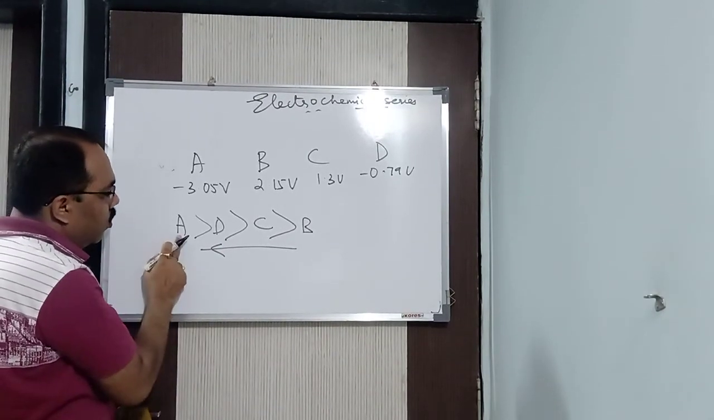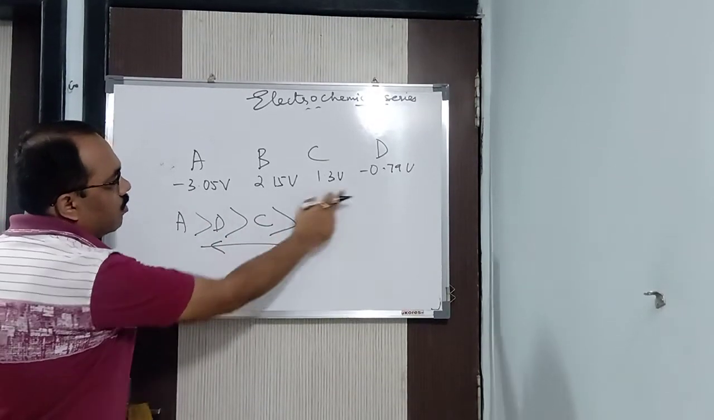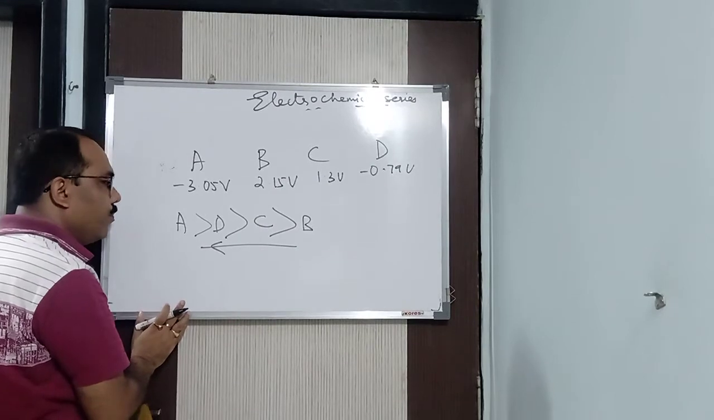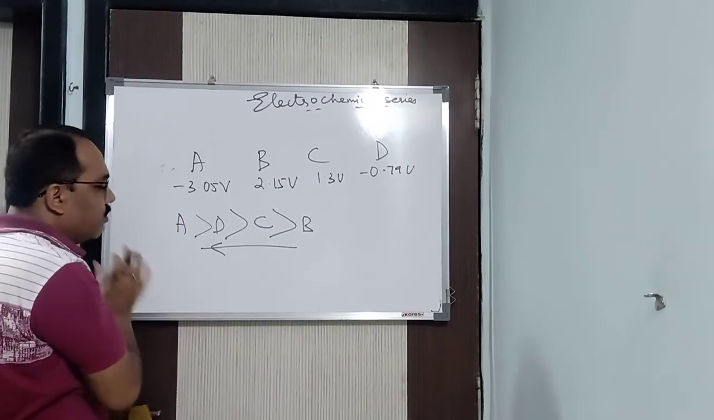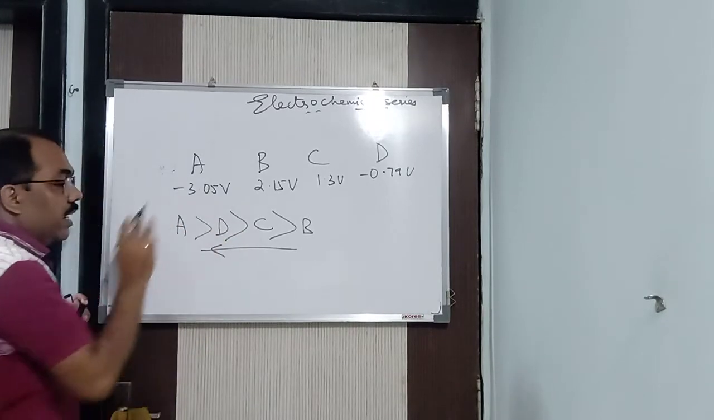So A is more reactive than D, D is more reactive than C, C is more reactive than B. That is from the reduction potential we came to know. Alright, from negative to positive. Now the question is, why did I arrange in this way?